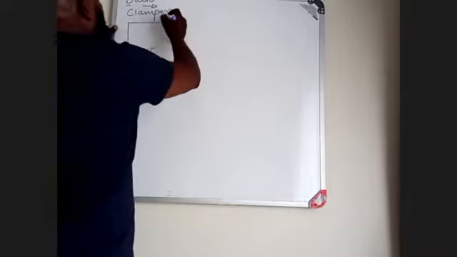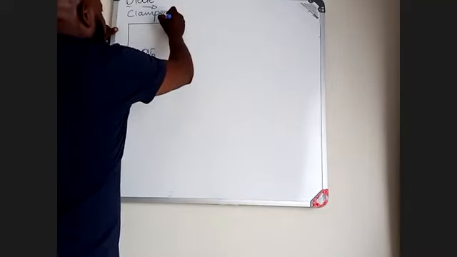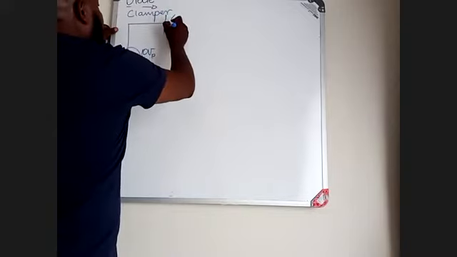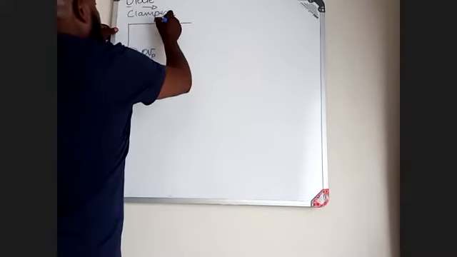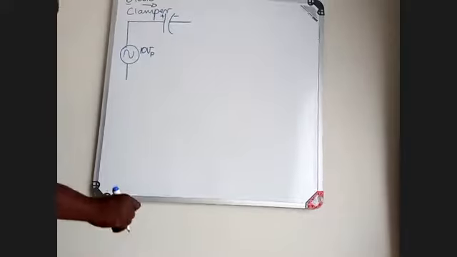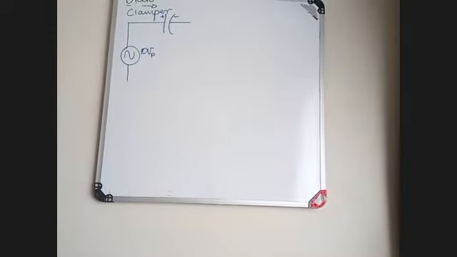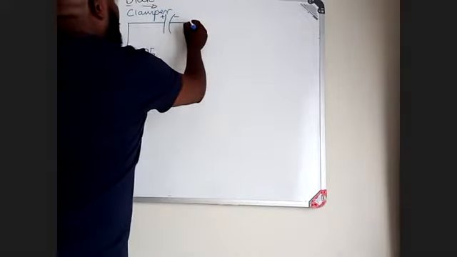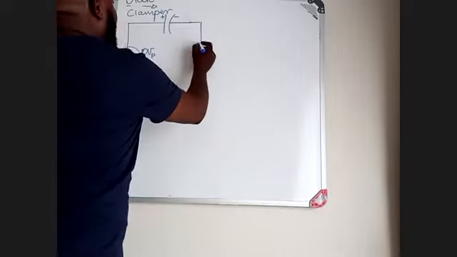Then I will say I'm connecting this capacitor in this manner. The positive side is connected there and the negative side is connected there. I will indicate which side is the positive side and which side is the negative side. Then I will have a diode.